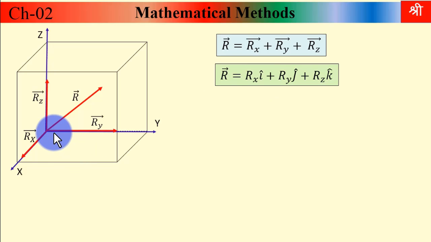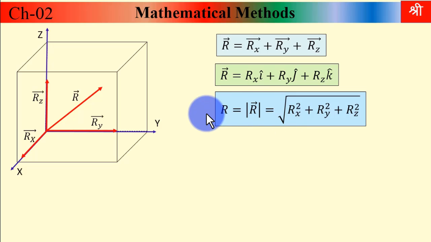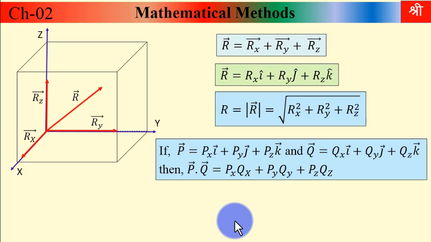Direction of i cap is along x axis, j cap is along y axis and k cap is along z axis, and they are mutually perpendicular to each other. Magnitude of that resultant vector r in terms of rectangular components is given by this formula: r equal to under root rx square plus ry square plus rz square.